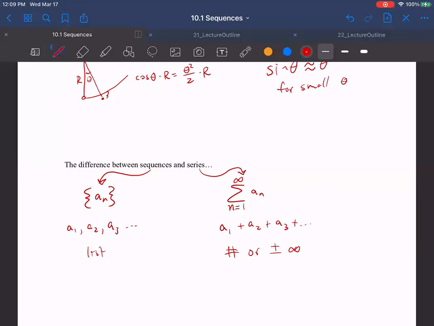All right, any questions on this first page? Difference between sequence and series? No? All right.